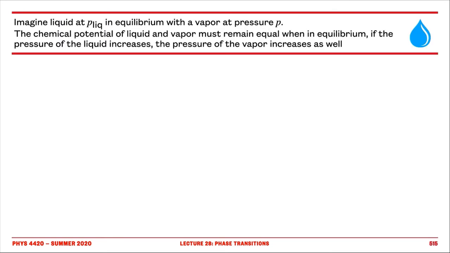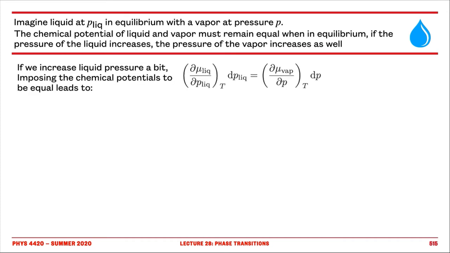So to describe the fact that we could have a supercooled vapor, let's imagine that you have liquid and vapor that are in equilibrium at a given pressure. Of course, we know that the chemical potentials of the liquid and vapor have to be equal during the phase transition, and if we increase the pressure of the liquid, the pressure of the vapor will increase as well during this equilibrium phase. So let's try to translate this mathematically.